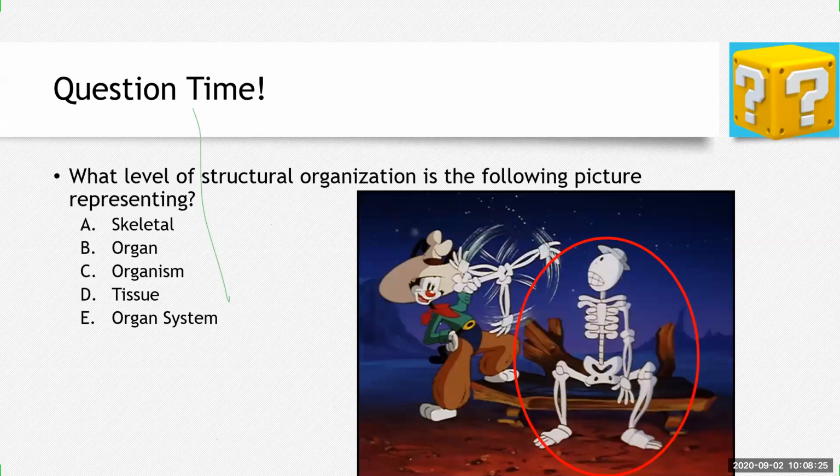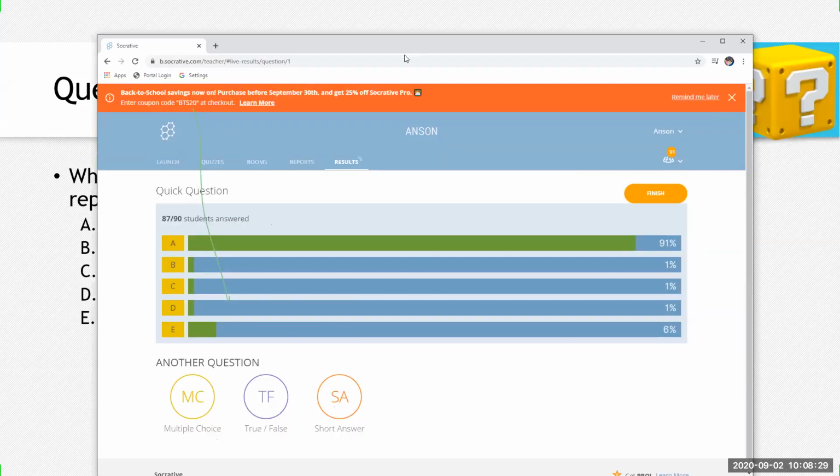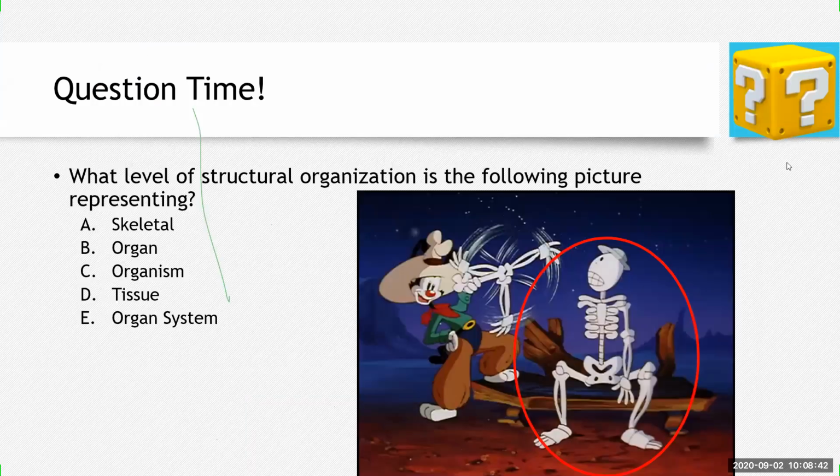All right, I think most of you have already answered it, and here are the results. I see a lot of A's, a couple of B, C, D's, and a few E's. Let's take a look at this question. It asks what level of structural organization the following picture is representing. So it's asking for the structural organization, right?